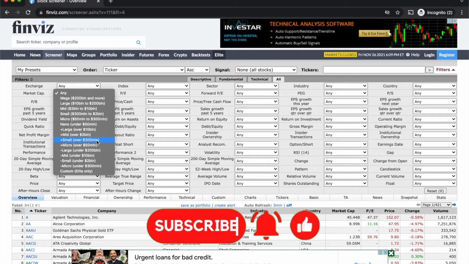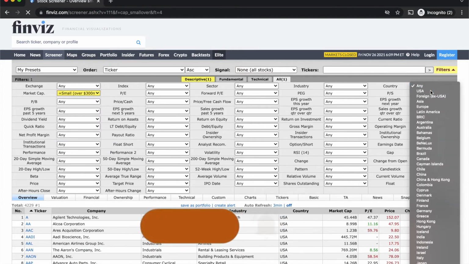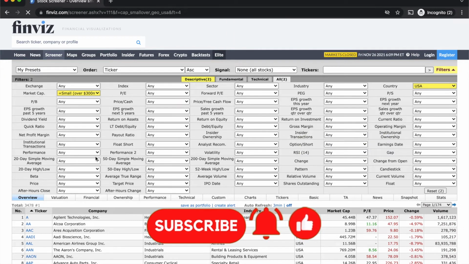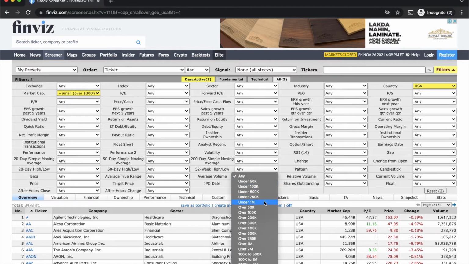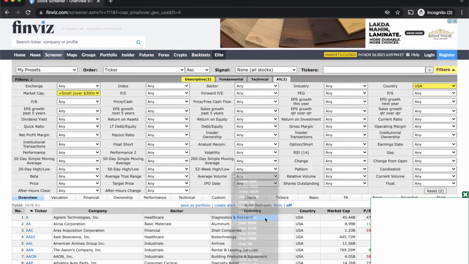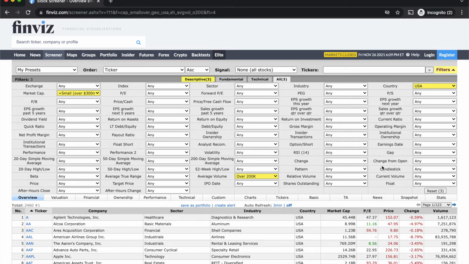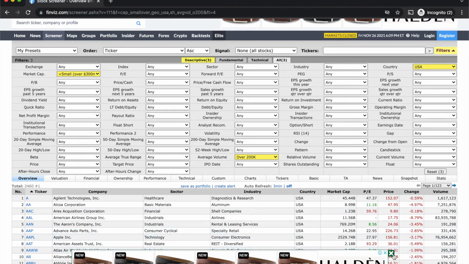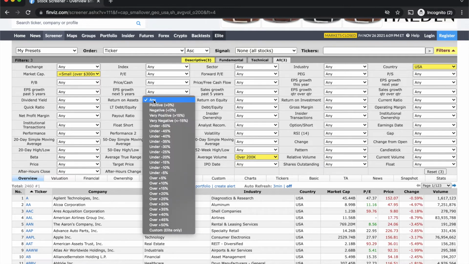So I'm going to look for companies which have a minimum market cap of 300 million. I'm going to look for companies only headquartered in the USA, and I'm also going to look at liquid companies. So I'm going to say the average volume should be over, let's say, 200,000 shares. Okay, so I have already placed some filters, and using these filters I have already narrowed down here to 2460 stocks.